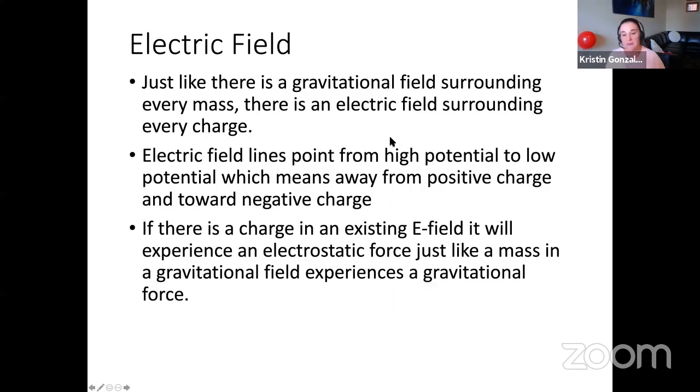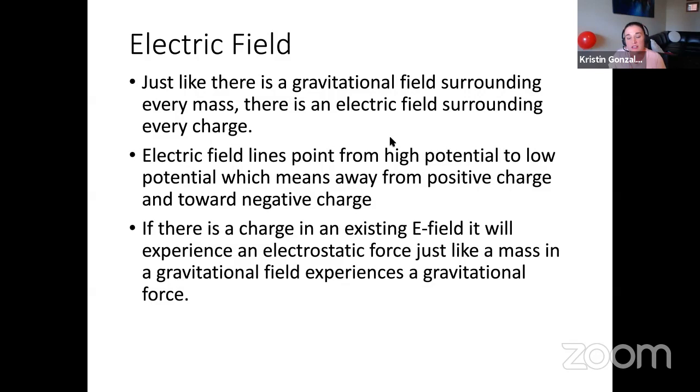So the other thing we're going to talk about now is electric field. Around these charges, we have a region of space, right? And we call what's around those charges an electric field. If we think back to gravity, around any massive object like Earth, we have the gravitational field. Well, the same thing will be true around charges. Around charges, we have an electric field.